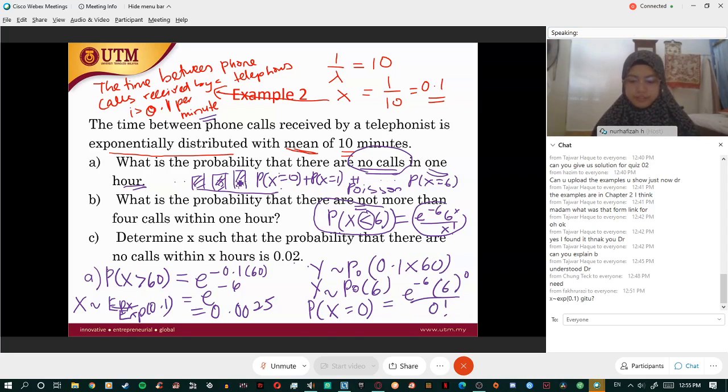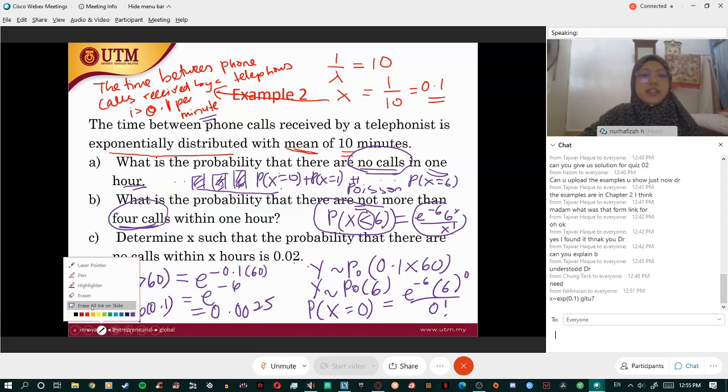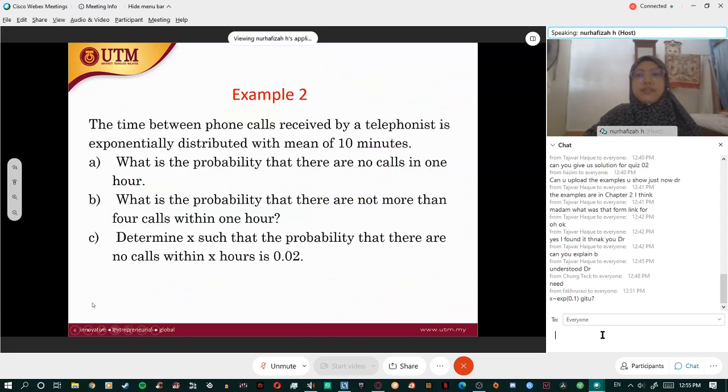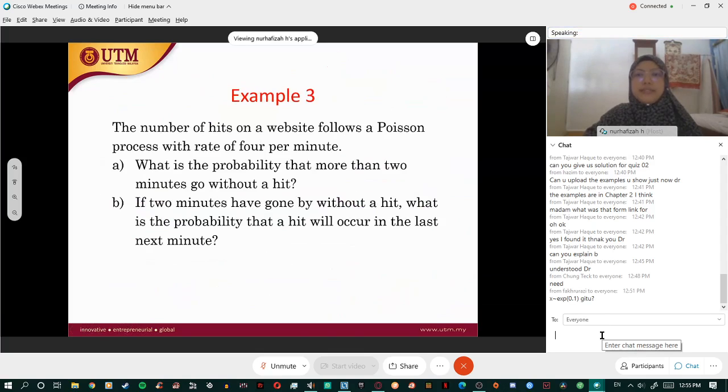Okay class, no question? For B, what is the probability that there are not more than 4 calls within 1 hour? This one you can use the Poisson, 4 calls, so P(X ≤ 4). Remember the symbol for not more than is less than or equal to. Understand?